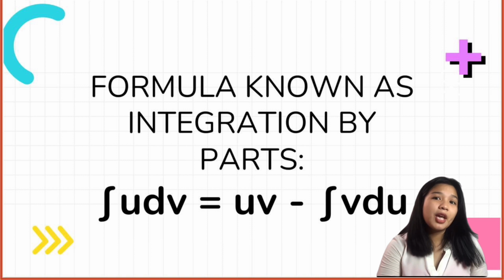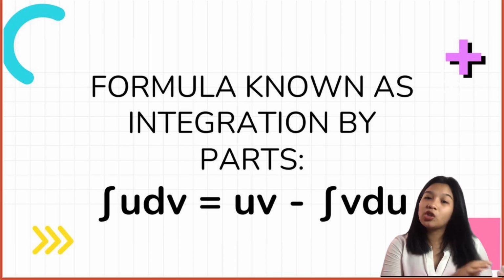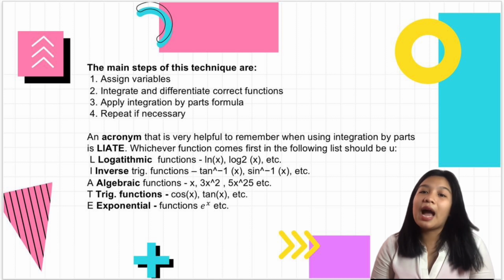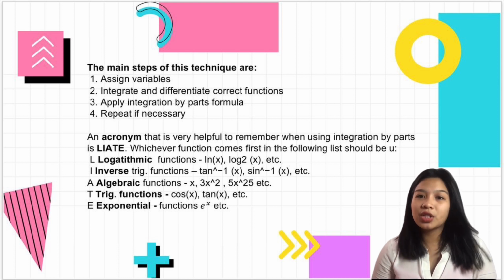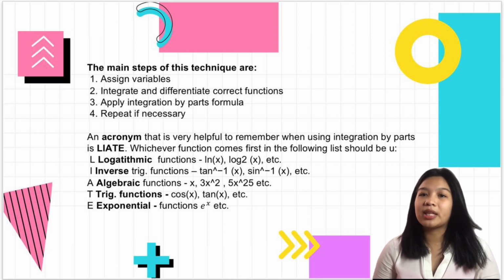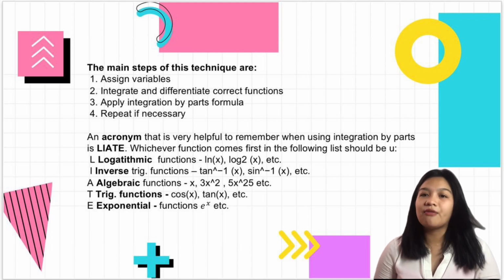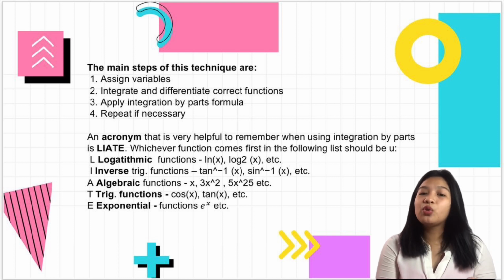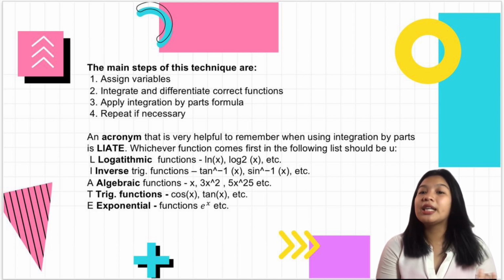But the problem here is how can we get the function of letter u before we get into the process? So, we have our guide, an acronym called LIATE. LIATE means L for logarithmic function, I for inverse trigonometric function, A for algebraic function, T for trigonometric function, and lastly, E for exponential function. The use of this is to guide us and help us remember easily when we are using integration by parts.